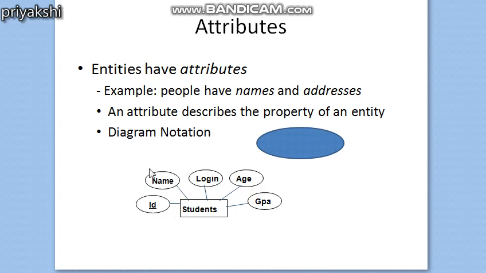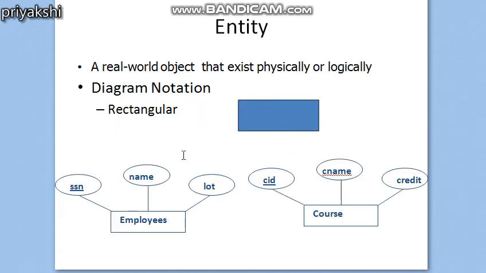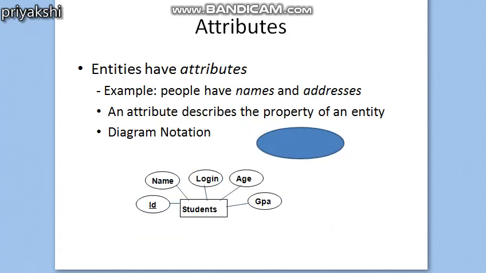There are various types of attributes in an ER diagram. Whenever you represent an entity, you use a rectangle box, and whenever you represent the attributes that describe that entity, you use an oval. In the next video, we will see the different types of attributes that an entity can have. So thank you.